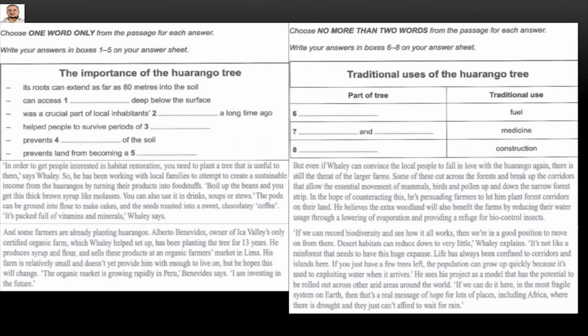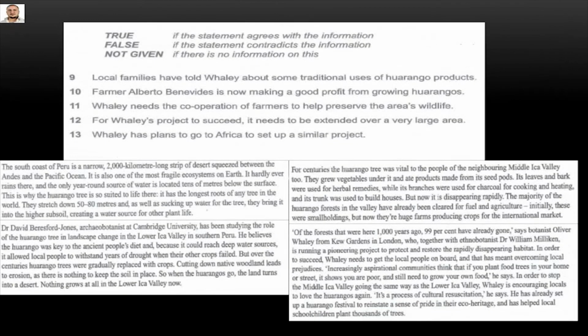The other question is true, false, not given. If the statement agrees with the information, true. If the statement contradicts the information, false. If there is no information on this, not given. Questions 9, 10, 11, 12, and 13. And as usual, we start reading the questions, then move on with the passage. 9. Local families have told Wally about some traditional uses of Horango products.